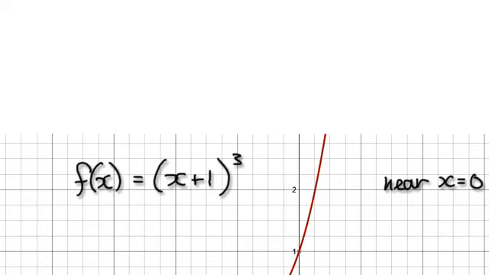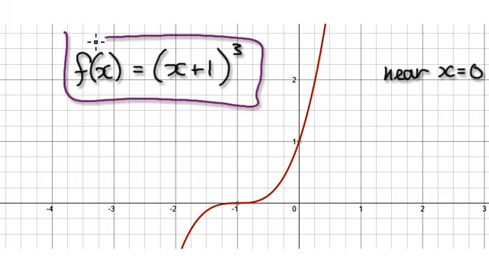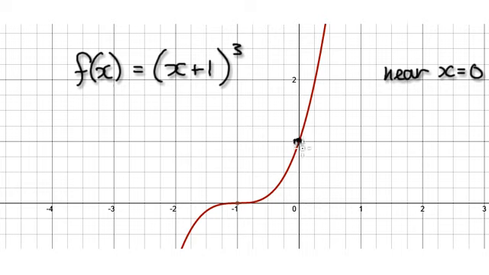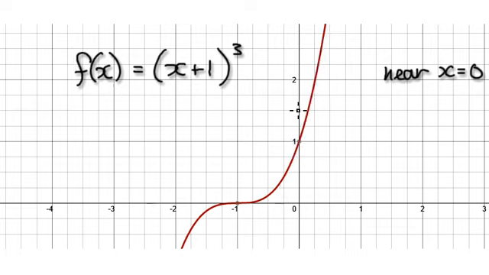Okay, let's give you guys some more practice. So here, find the quadratic approximation for f of x equals (x plus 1) to the power of 3 near x equals 0. So x equals 0 is here. You've got to find the quadratic approximation, so your quadratic might look something like this. Okay, so anyway, press pause and have a go.